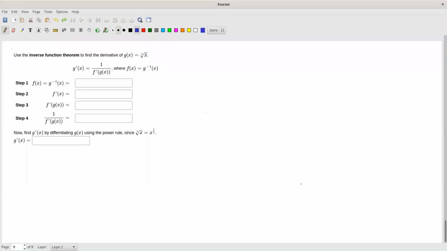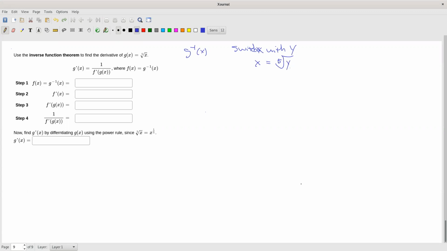All right, let's apply the inverse function theorem. So step one here is, what's the inverse function? For the inverse function G inverse, to find that, we first switch X with Y and put the letters in the right order. Switch X with Y, and then solve for Y. So we're going to have X equals the fifth root of Y.